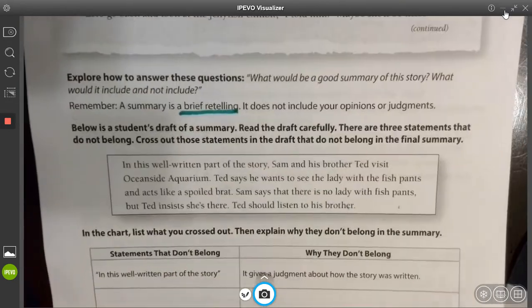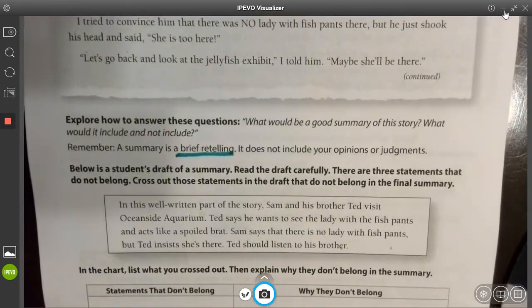Okay. Below is the student's draft of a summary. Let's look at the draft carefully and see the 3 statements that do not belong and cross those out. In this well-written part of the story, Sam and his brother Ted visit Oceanside Aquarium. Ted says he wants to see the lady with the fish pants and acts like a spoiled brat. Sam says there is no lady with fish pants, but Ted insists she's there. Ted should listen to his brother.